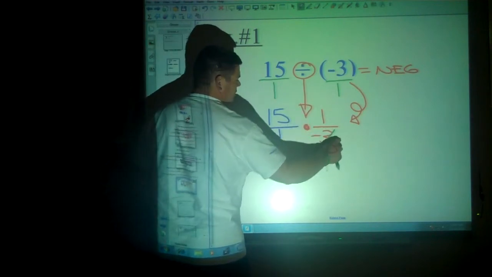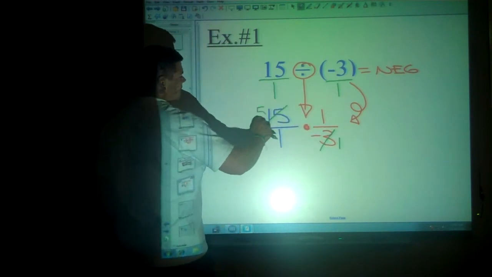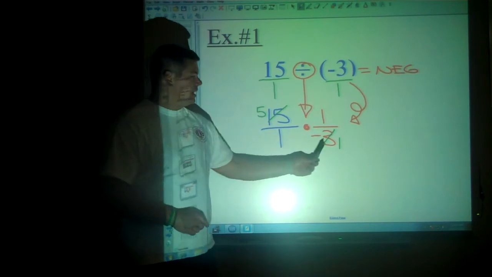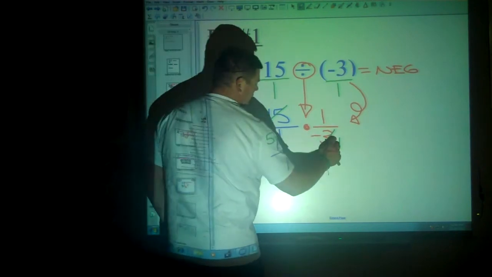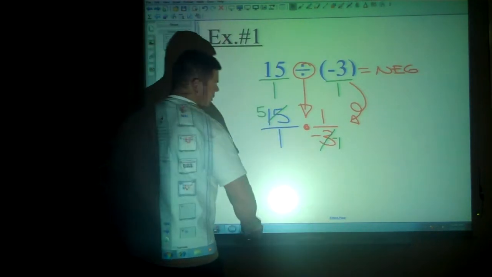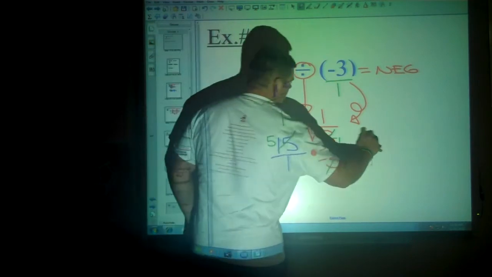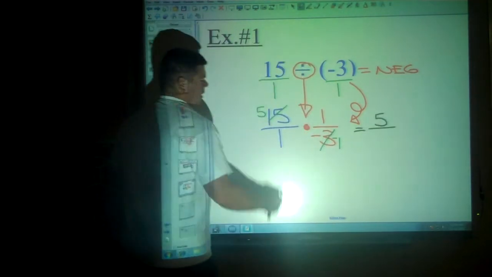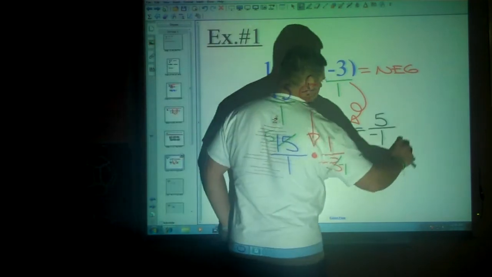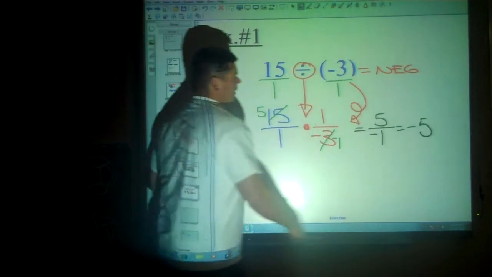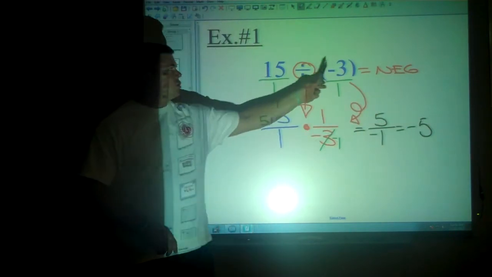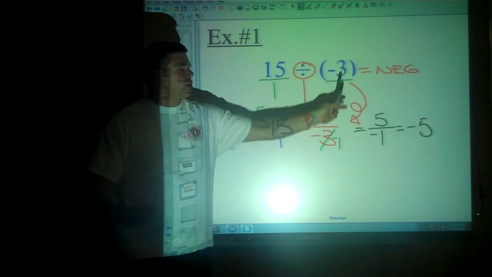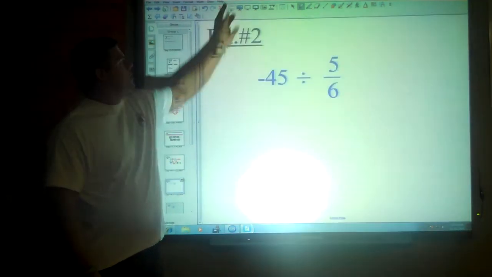3 goes into itself once, and 3 goes into 15 5 times. That's called cross-simplifying. Finding a number that can go into both of those. 3 can go into both. Now since this one was a negative, I need to keep that as a negative 1. Fractions multiply straight across, so 5 times 1 is going to equal 5. And 1 times negative 1 equals negative 1, which means we're really dealing with negative 5. And good, it came out negative, which is exactly what we thought it should come out. I realize that you could probably do 15 divided by negative 3 and get the same answer, but we want to practice that concept of multiplying by the reciprocal.